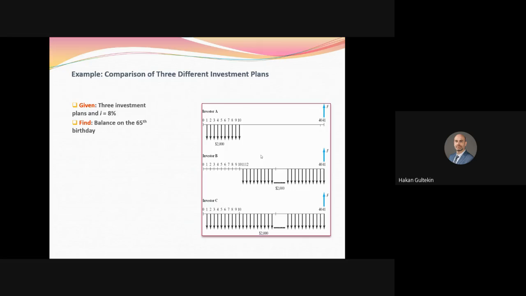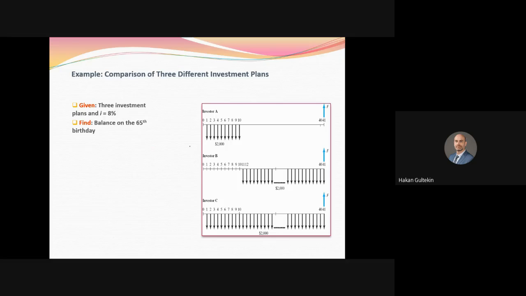Now we have an interesting example. We will compare 3 different investment plans. Assume that you are on your 24th birthday and you have 3 different alternatives now, so that when you reach your 65th birthday, you want to have the maximum amount of money accumulated in your bank account.